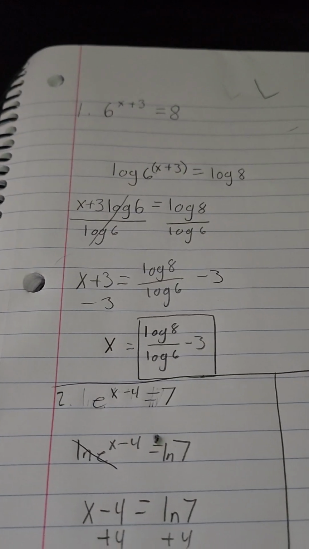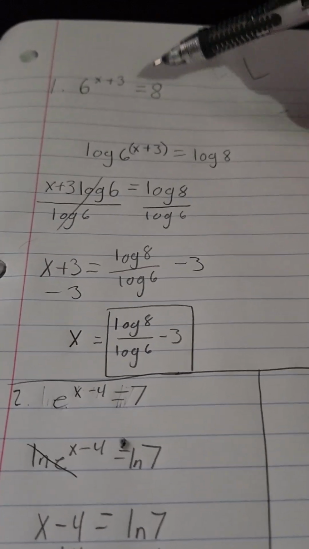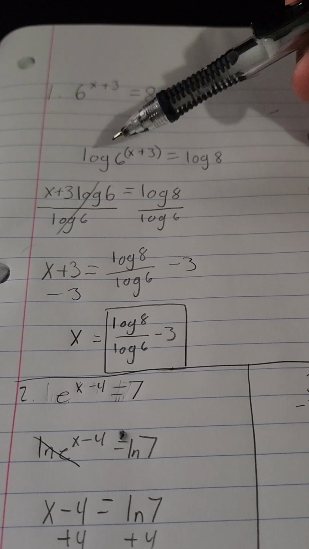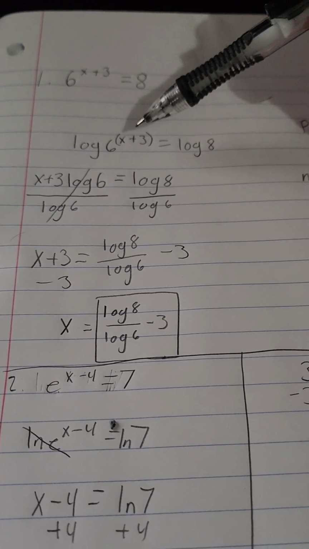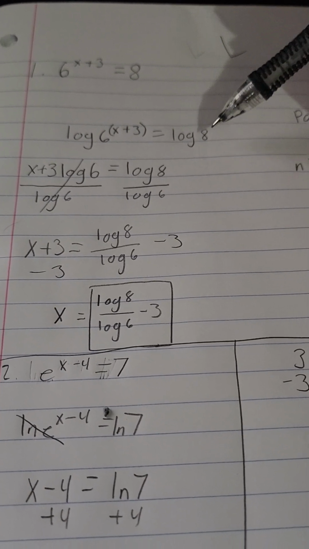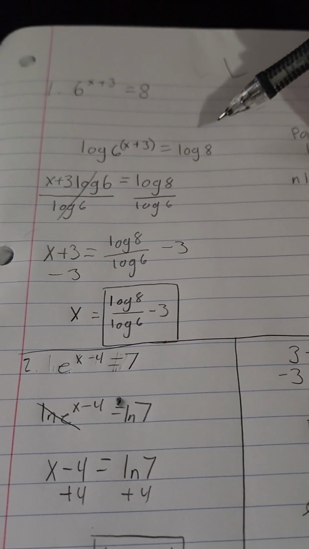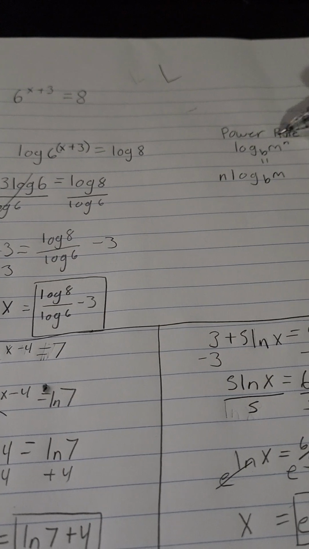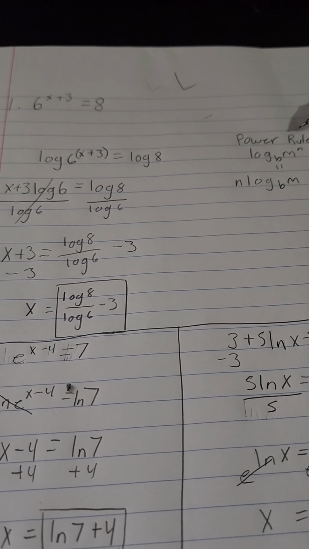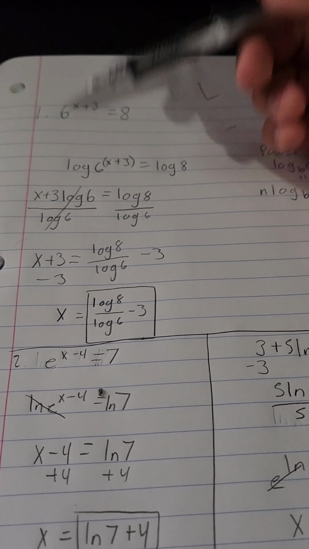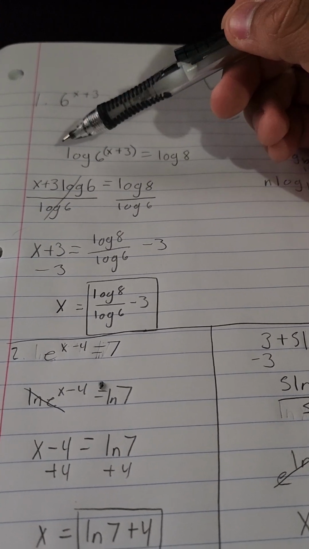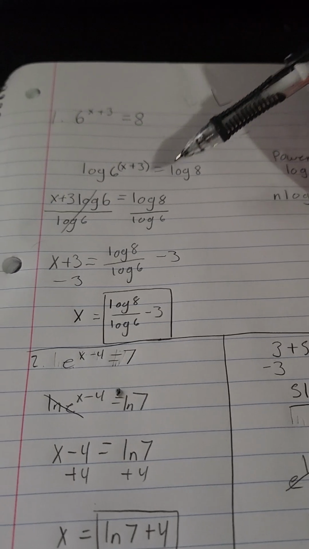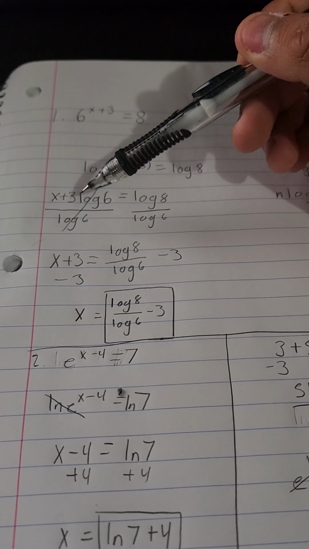Okay, so what you're supposed to do is log both sides straight off the bat. So log 6^(x+3) equals log 8, right? And then I showed you some notes earlier, and one of them is called the power rule, right? Move the exponent to the front. So (x + 3) log 6 equals log 8, right?